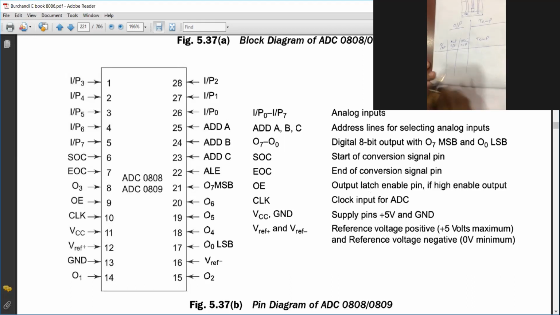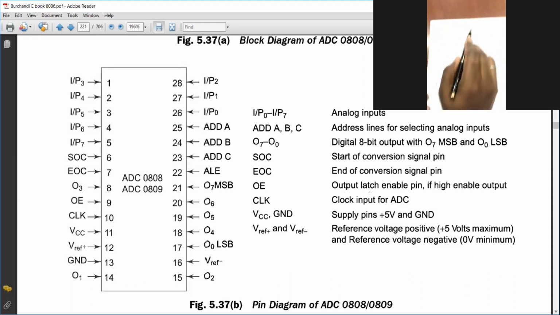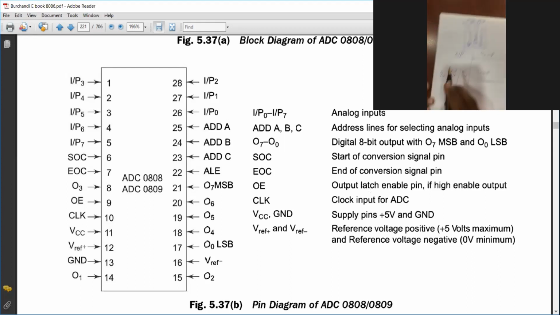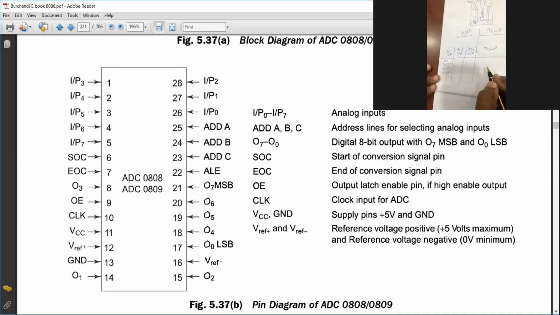How am I getting sensor output from this point? From this point only, sensor output. Maybe 0 volt, maybe 0.1 volt, maybe 0.2 volt, maybe 0.3 volt, something like that. Amplifier output, maybe it is 1 volt, maybe 1.3 volt, maybe 1.4 volt, maybe 1.5 volt, something like that. Corresponding ADC output like 00 up to FF for 5 volt.